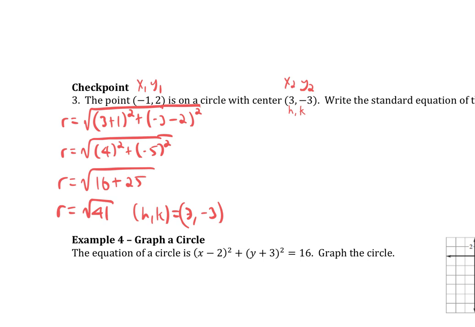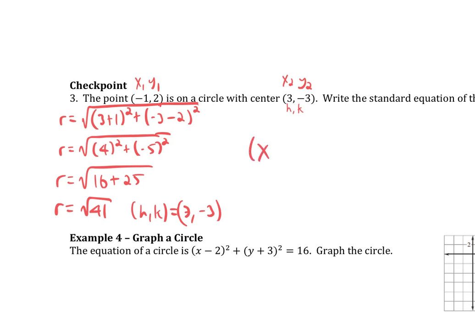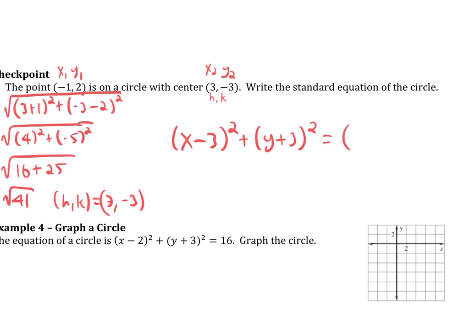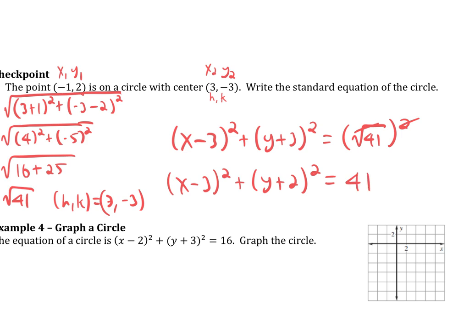So we can write our equation now here. We have x minus h, which is 3, squared, plus y minus k, it's negative 3, so y plus 3 squared equals r squared, which is square root of 41 squared. These are going to cancel, so we get x minus 3 squared plus y plus 3 squared equals 41.